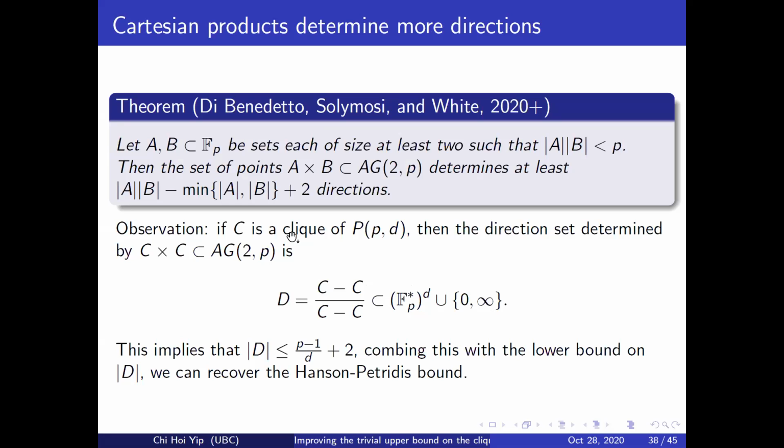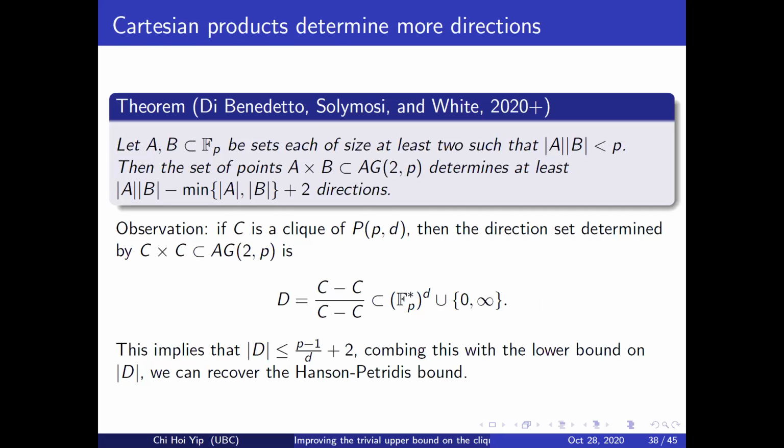With this observation, we can see that the upper bound on the direction set is (p-1)/d + 2. And we can use this theorem to find a lower bound on the direction set, which is about the size of C squared. So we can set up an inequality that, roughly speaking, the size of C squared is bounded by p over d. With that, we can recover Hanson and Petridis' bound.